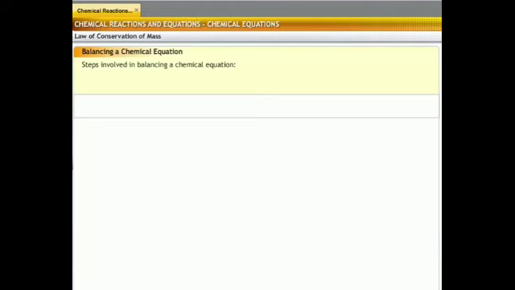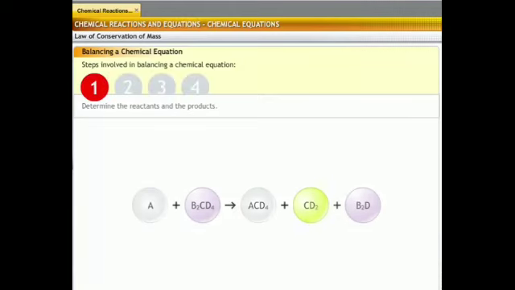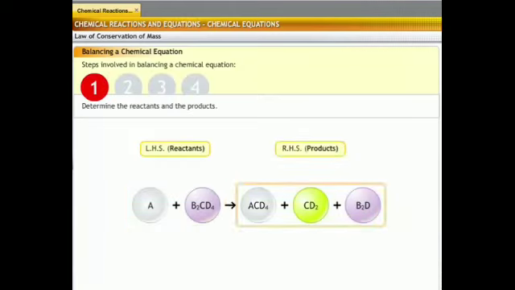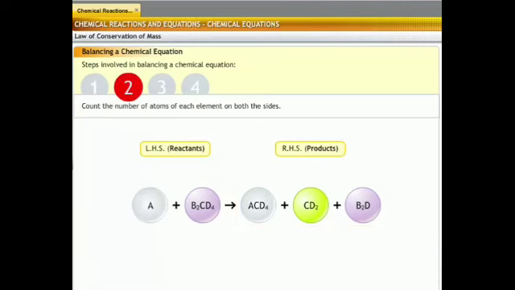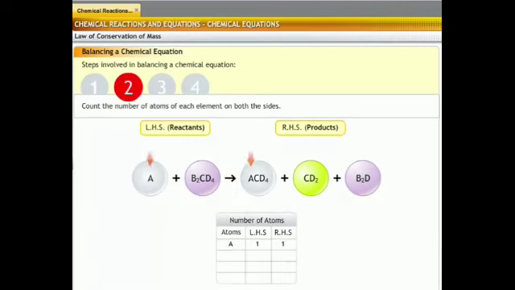Let us start with one example: A plus B2CD4 forms ACD4 plus CD2 plus B2D. The left side of the arrow has the reactants and the right side has the products. Now count the number of atoms. Number of A atoms on left side is 1, on right side it is also 1. Number of B atoms on the left side is 2, on the right side 2.